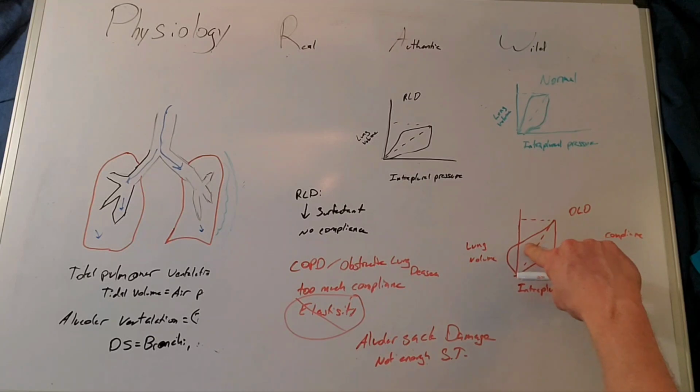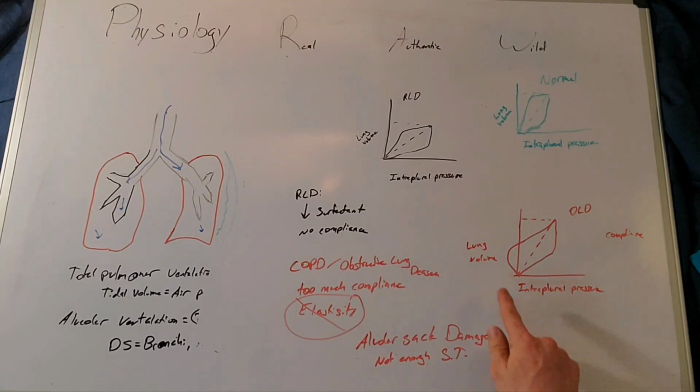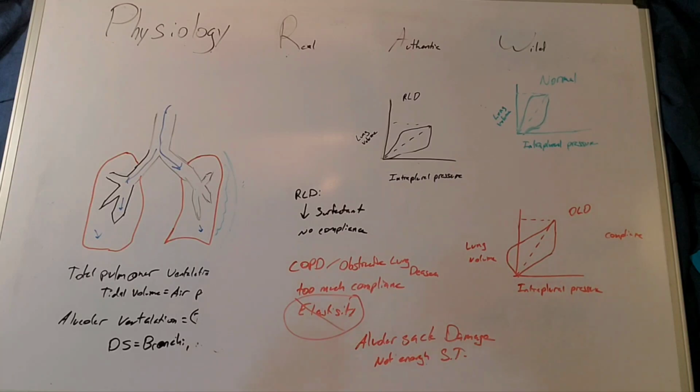So now maybe you have to hunker down and flex your abdominals to push all that extra lung volume out, or even create positive intrapleural pressure by flexing your abs and really blowing out. So this blows. Yeah, I would imagine obstructive lung disease blows.